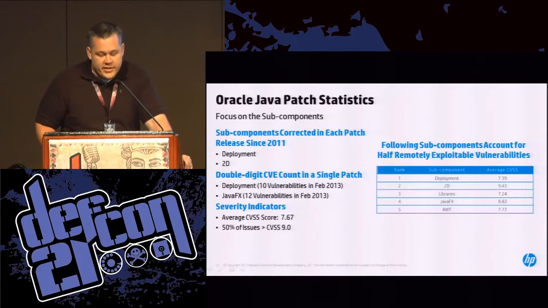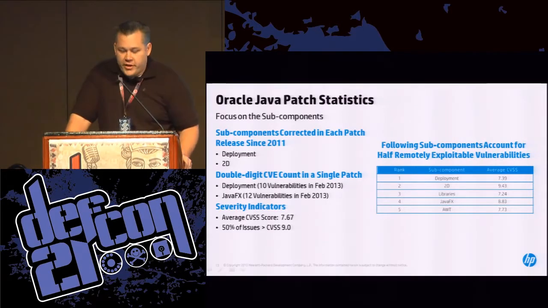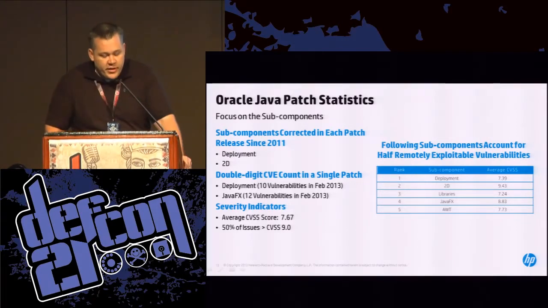Some other interesting statistics: there have been several components that have been patched in every single patch release over the last two and a half years. That would be deployment and 2D. And at one point there were 2 components that had double-digit CVE counts in a single patch: the deployment, which had 10 vulnerabilities patched in February 2013, and JavaFX with 12 vulnerabilities in February 2013.